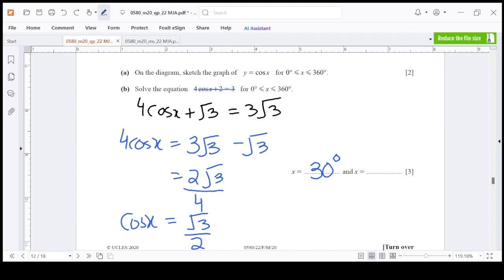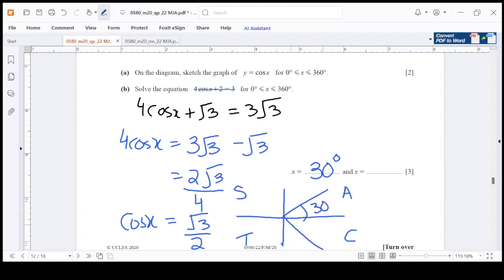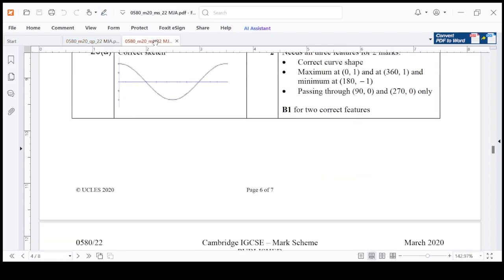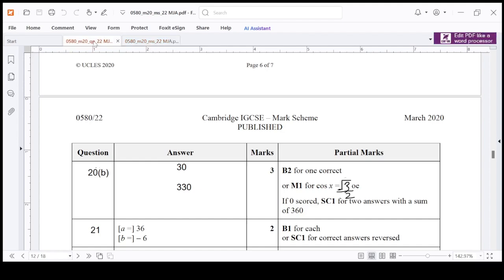You should know that cos is positive in the first quadrant, and cos is also positive in the fourth quadrant. So one of our answers is 30, and the other answer would be 360 minus 30, which is 330. So we got 30 degrees and 330 degrees as our final answers, which are correct answers.